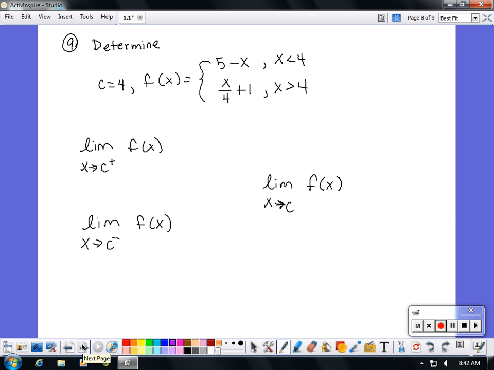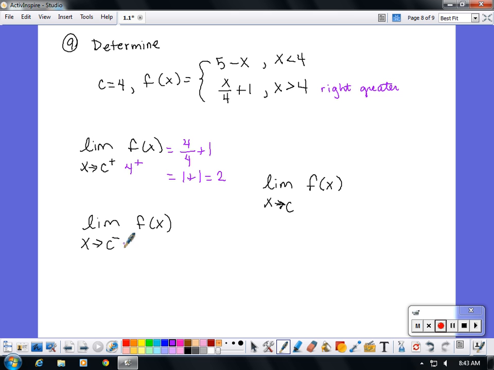Number 9. All this is saying is let's take the limit as x approaches c. c is given, so we're looking for 4 from the right. And remember, the right is greater. So you're going to plug 4 into the bottom function. You get 4 over 4 plus 1. 1 plus 1 is 2.